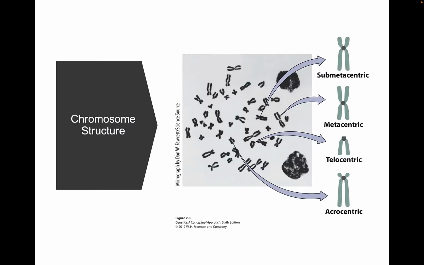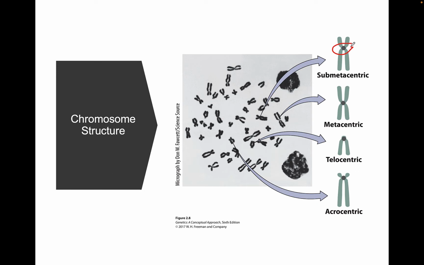So back to the chromosome structure, you have four major types: submetacentric, metacentric, telocentric, and acrocentric. To give you a succinct explanation of how to identify the differences in chromosome structure, look at the placement of the centromere. You'll see that the placement of the centromere differs for each type.